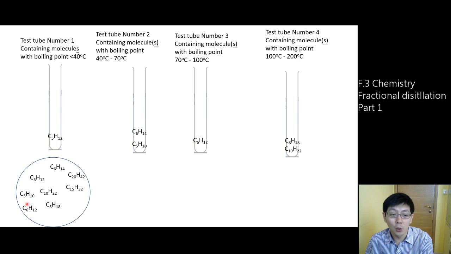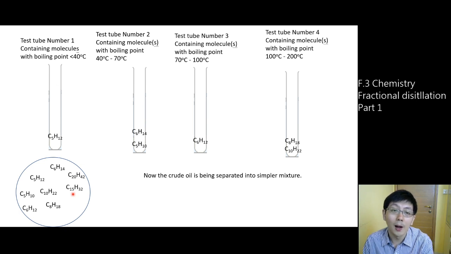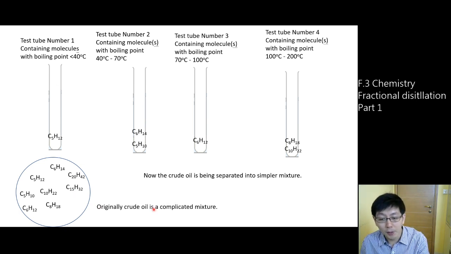Originally, we have the crude oil. Remember this circle, I put all the substances here. Originally, we have a lot of hydrocarbons here. There are 8 different hydrocarbons in this mixture. Now, it is a complicated mixture, but after I have done this kind of separation, they are actually separated into simpler mixtures. Originally, the crude oil has 8 substances. Now I separate them into 4 different parts.